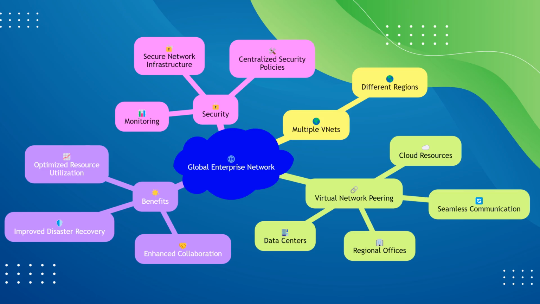Consider a global enterprise with multiple VNets across different regions. By implementing virtual network peering, the company can ensure seamless communication between its regional offices, data centers, and cloud resources. This setup enhances collaboration, improves disaster recovery capabilities, and optimizes resource utilization. The enterprise can also implement centralized security policies and monitoring, ensuring a secure and efficient network infrastructure.